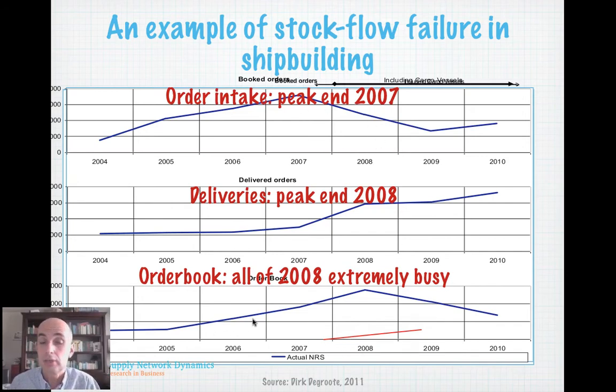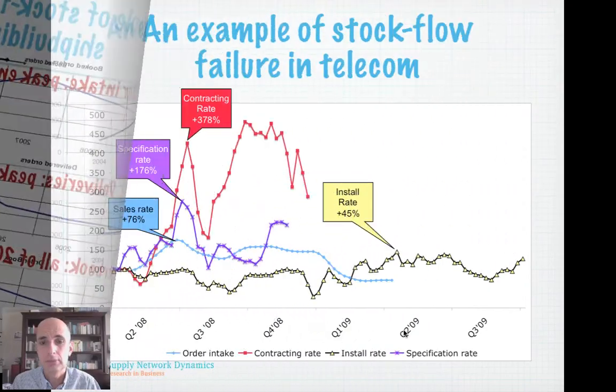Had they done that in 2006, it would have been brilliant. In 2008, it's just the wrong action at the wrong time. So, not a good plan after all. Thanks to Dirk de Grote for giving me these numbers.